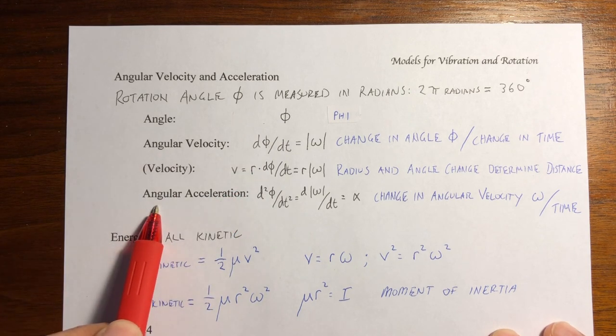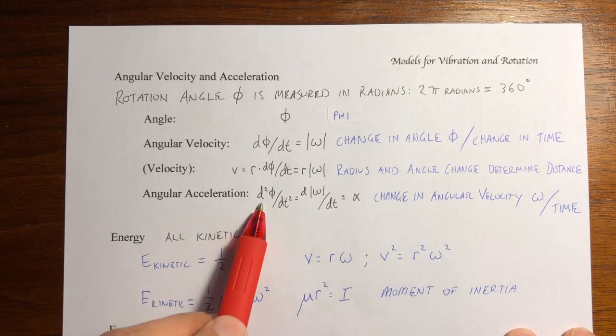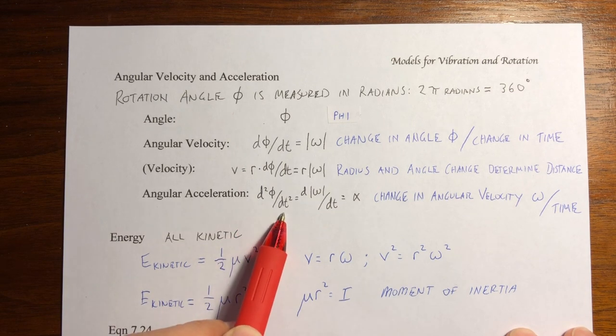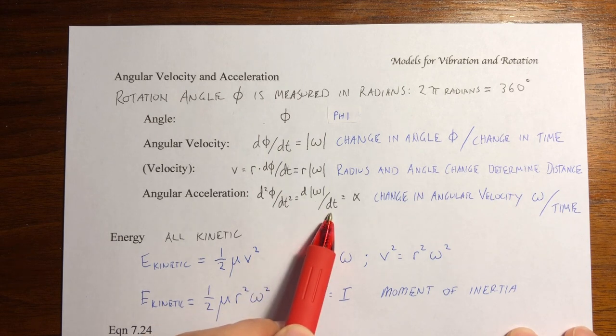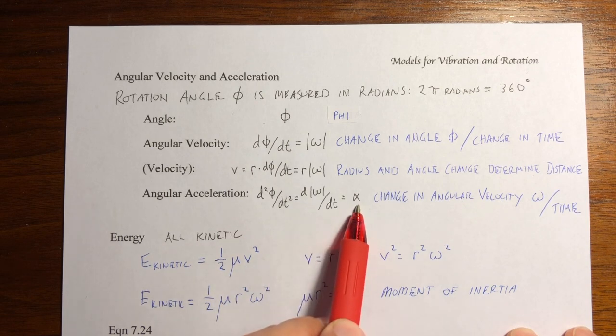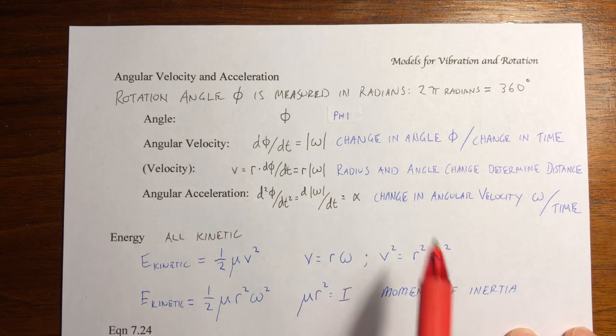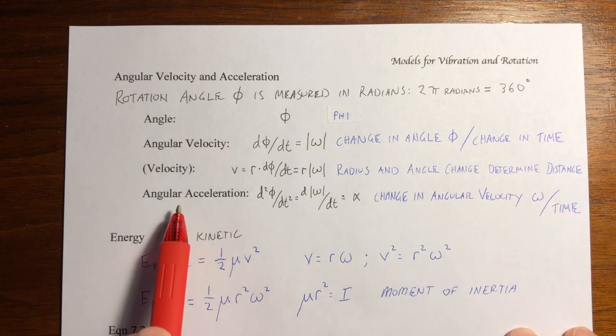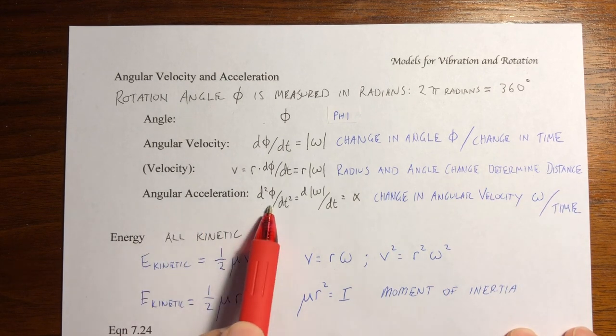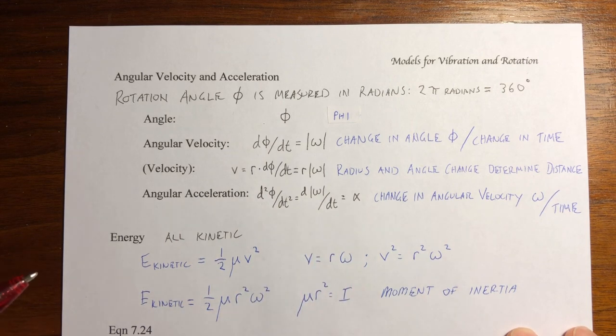So angular acceleration, the second derivative of angle phi with respect to time, which would be equal to our change in angular velocity, d omega over dt, which is equal to alpha, acceleration. So change in angular velocity omega divided by time is our angular acceleration. All three of these terms are equal to one another.